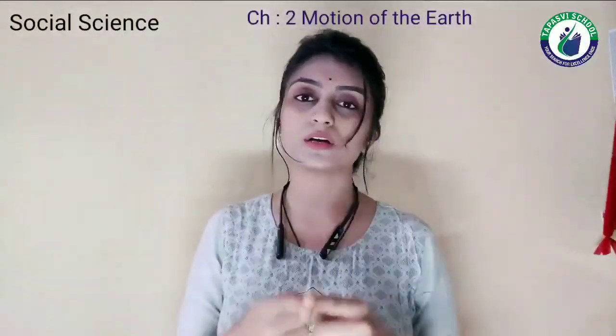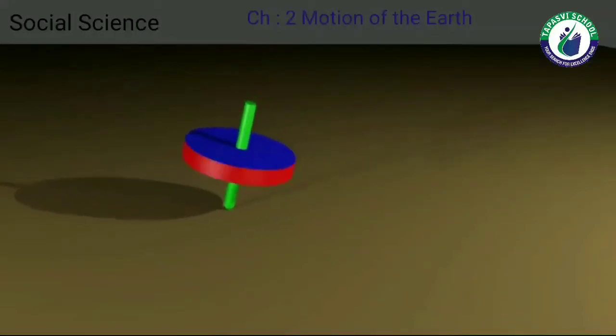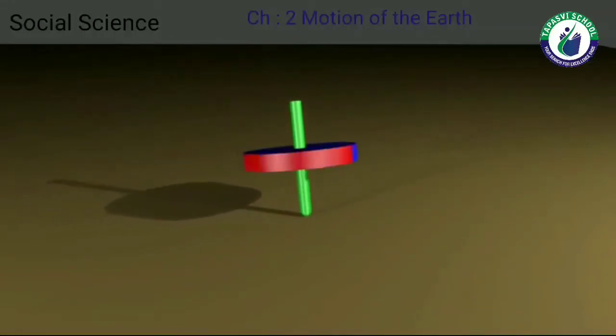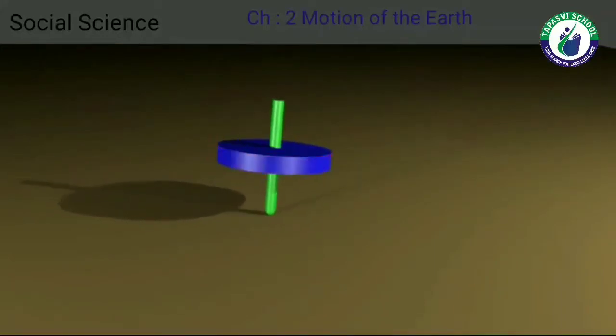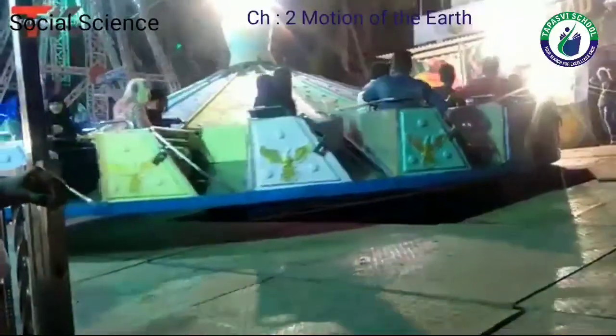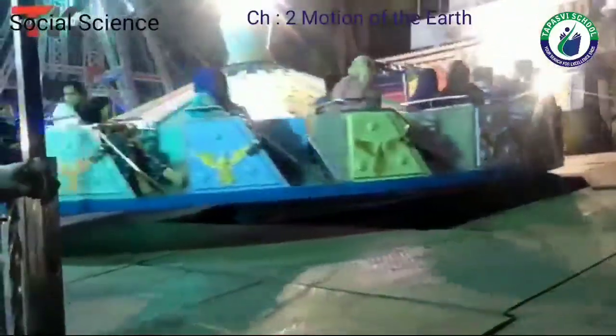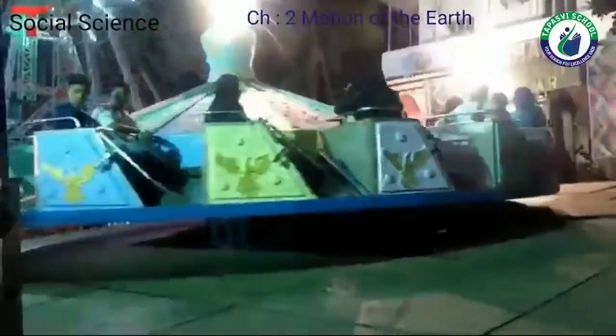Okay, as you can see, if in childhood you played with tops, the top spins on its own axis. Just like that, you can see the top moving on its own axis. In the same way, another fairy ride, like Tora Tora, also moves on its own axis. You can see here.